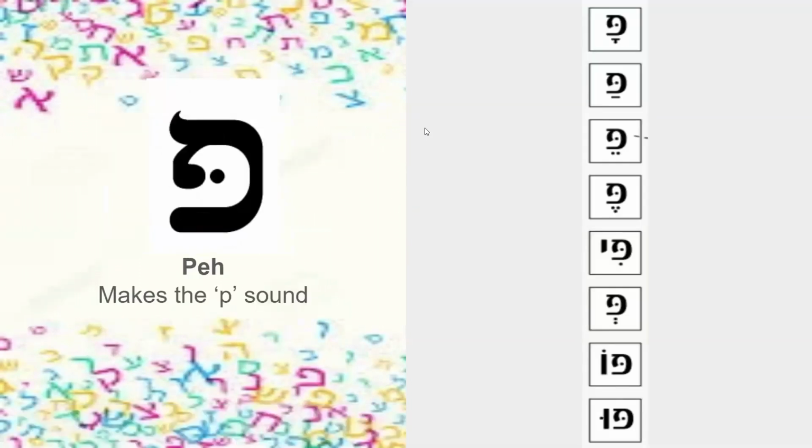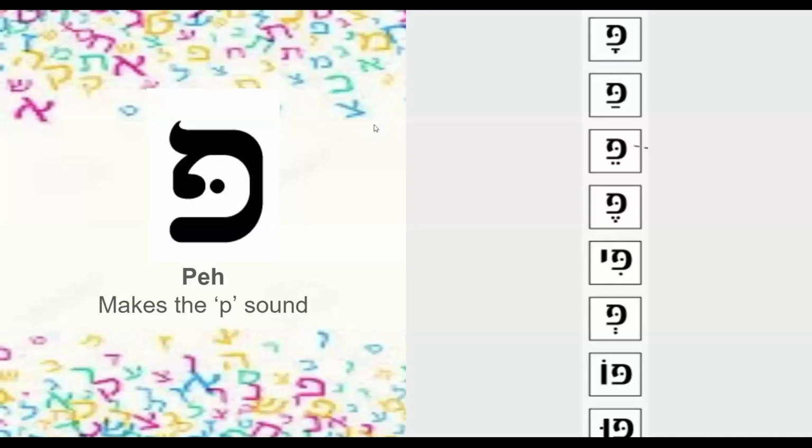Pay. Pay makes the P sound. Practicing pay with our vowels here. Pa, pay, pe, pi, po, pu.